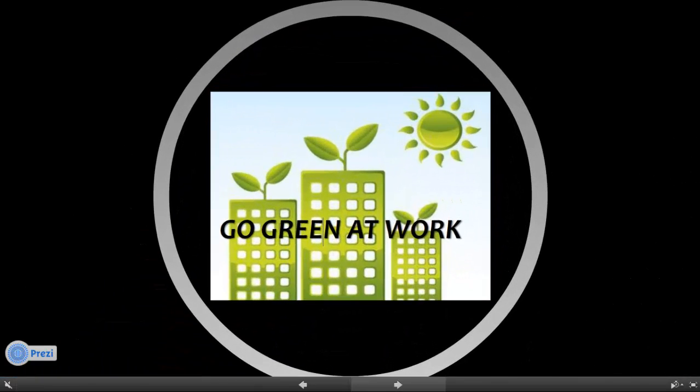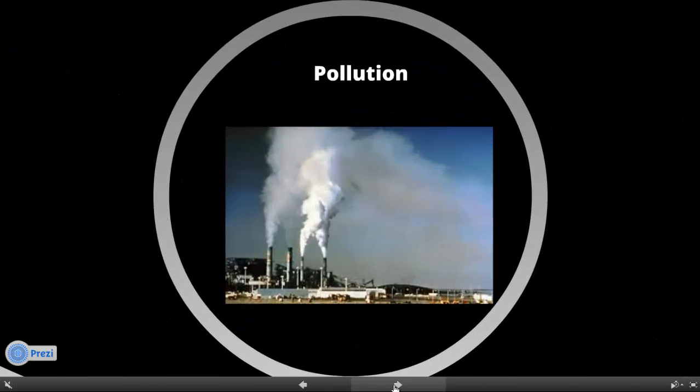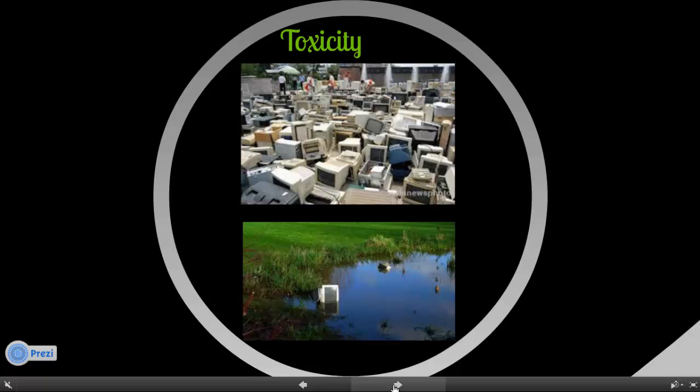Go green at work. It is not only at work that you have to go green. We have to go green everywhere, anywhere. Pollution, of course. After the disposal of old electronic devices, we are disposing of them. Where we are disposing them and what happens, it gives pollution to the environment. Ultimately, the pollution makes toxicity. I hope you all agree with this.